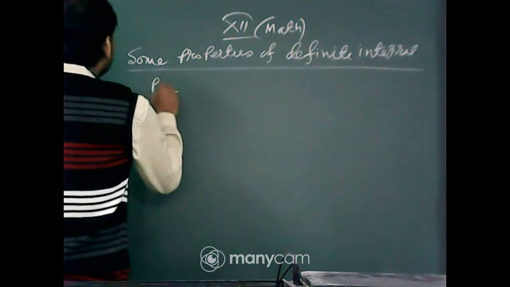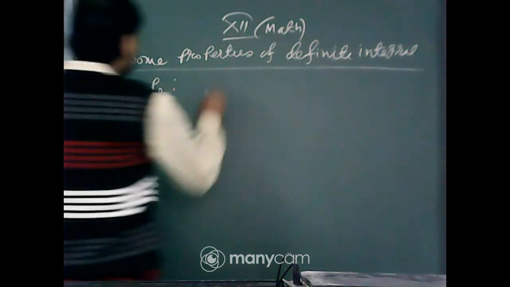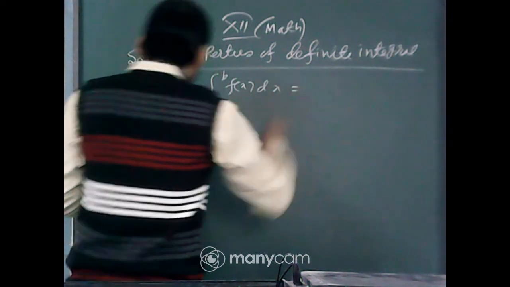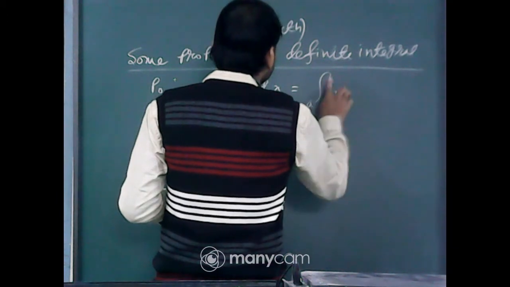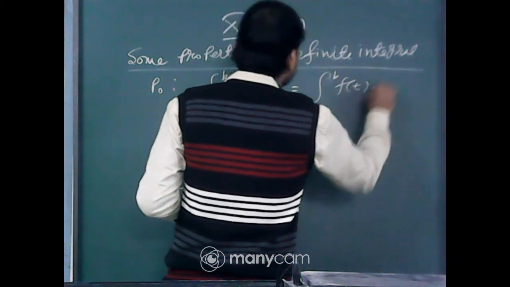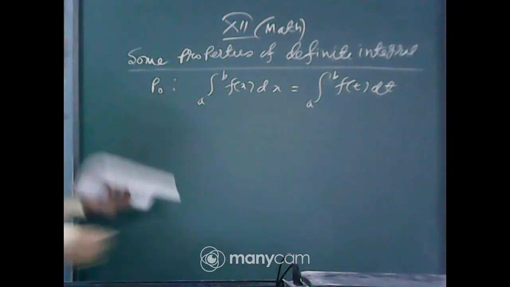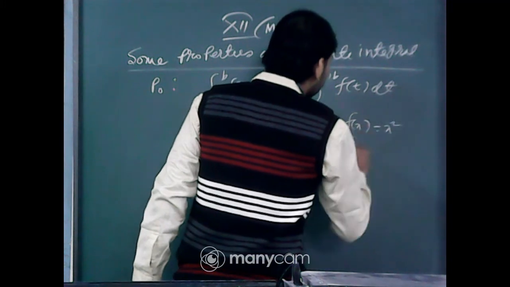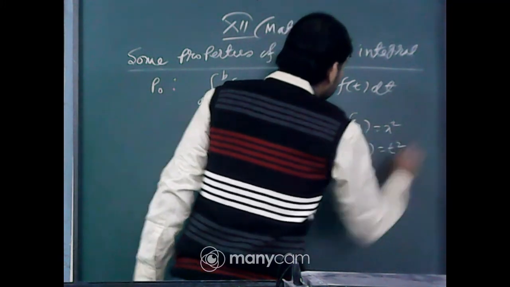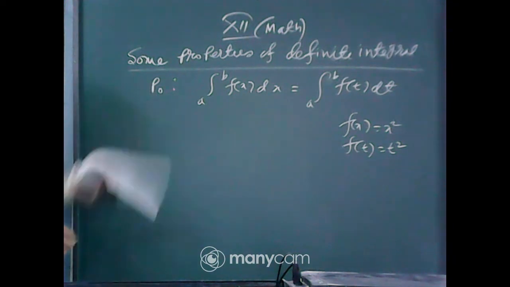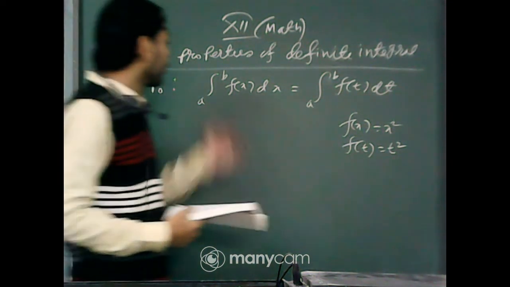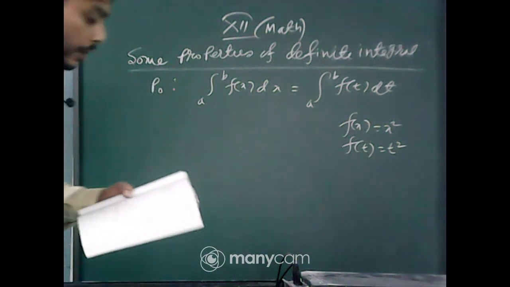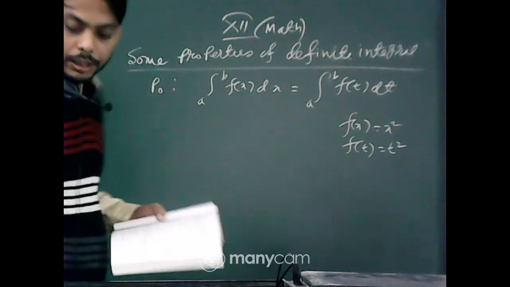The first property, P naught, that is integration a to b f(x) dx equals integration a to b f(t) dt. That means if the functions are of the same type, suppose f(x) equals x square and also f(t) equals t square, but the variables are different, the value of a definite integral doesn't depend on the variable, it depends on the limits of the definite integral. That is our first property P naught.